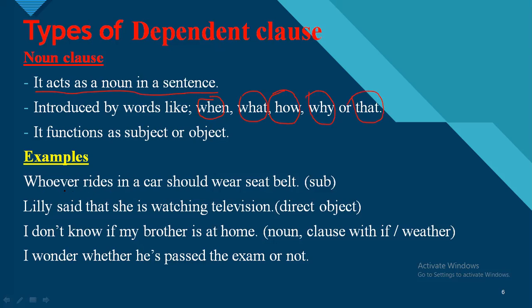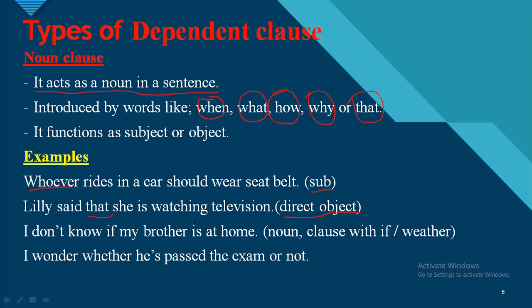In the examples, "Whoever rides in a car should wear a seat belt." Here the clause joins with "who." In this example it is the subject, and it joins with "who rides in a car should wear a seat belt." "Lily said that she is watching television." In this sentence, it works as an object. The noun clause works as an object in this sentence, and "television" is a direct object here.